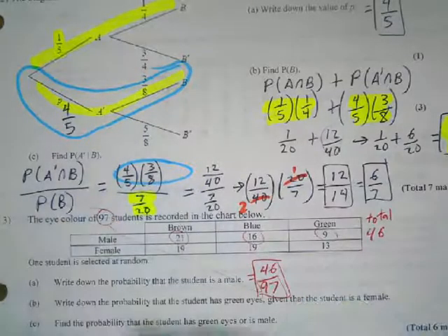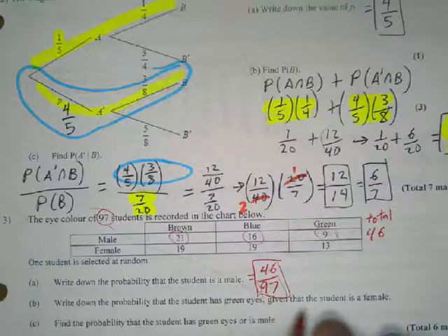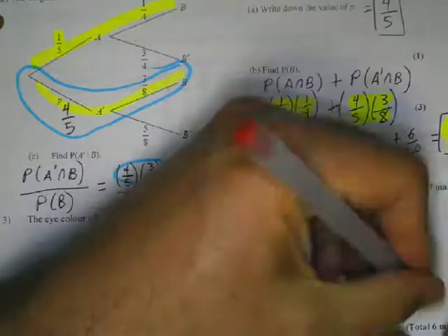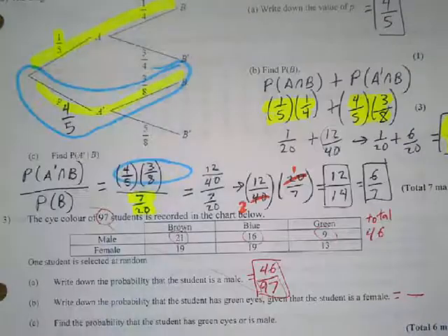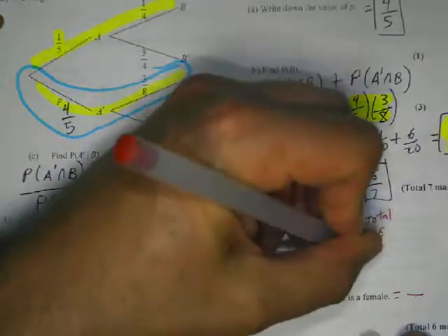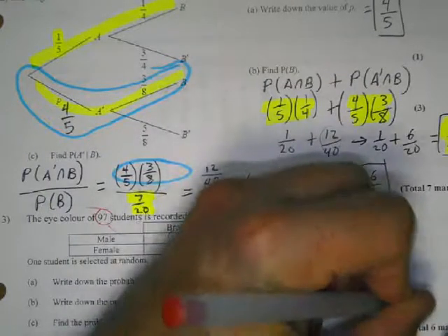Question B. Write down the probability that the student's eye colors are green, given that the student is a female. Okay, so my denominator has to be the total of females. So 19 plus 19 plus 13 gives me 51. So my denominator is 51.